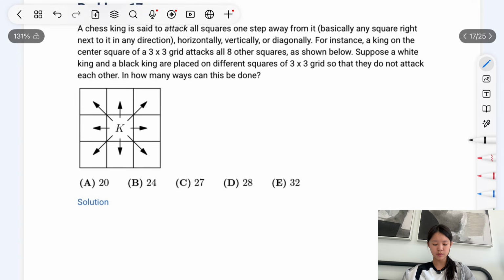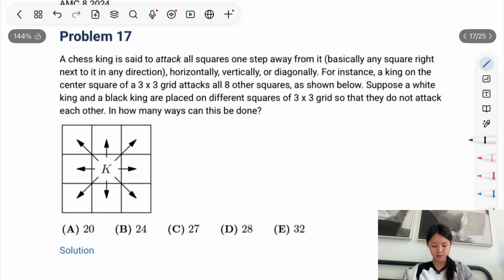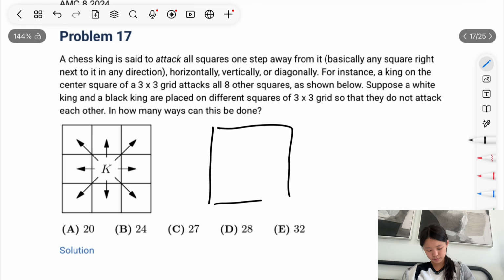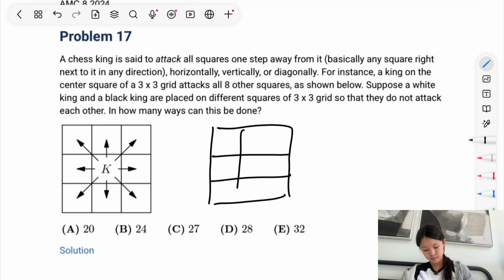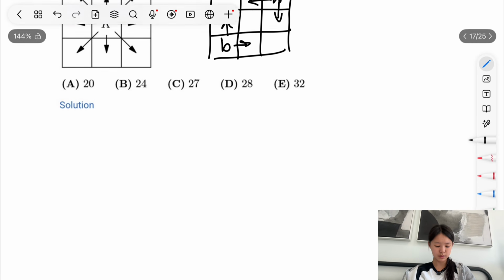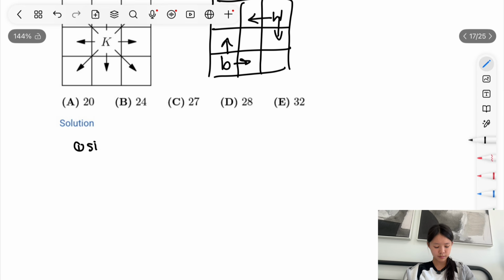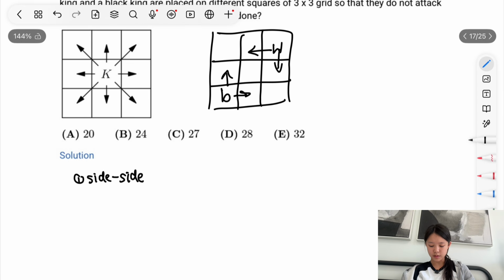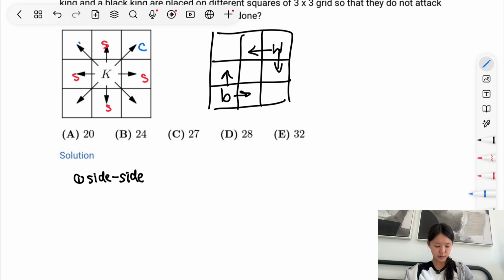So basically what this means is, okay, we could have a white king here and a black king here, and they would not attack each other since they would not be able to reach each other. So there's a few ways you could place this. First, you place them each on a side, and first we'll label what this means. Basically these are side blocks, and then these are the corner blocks.